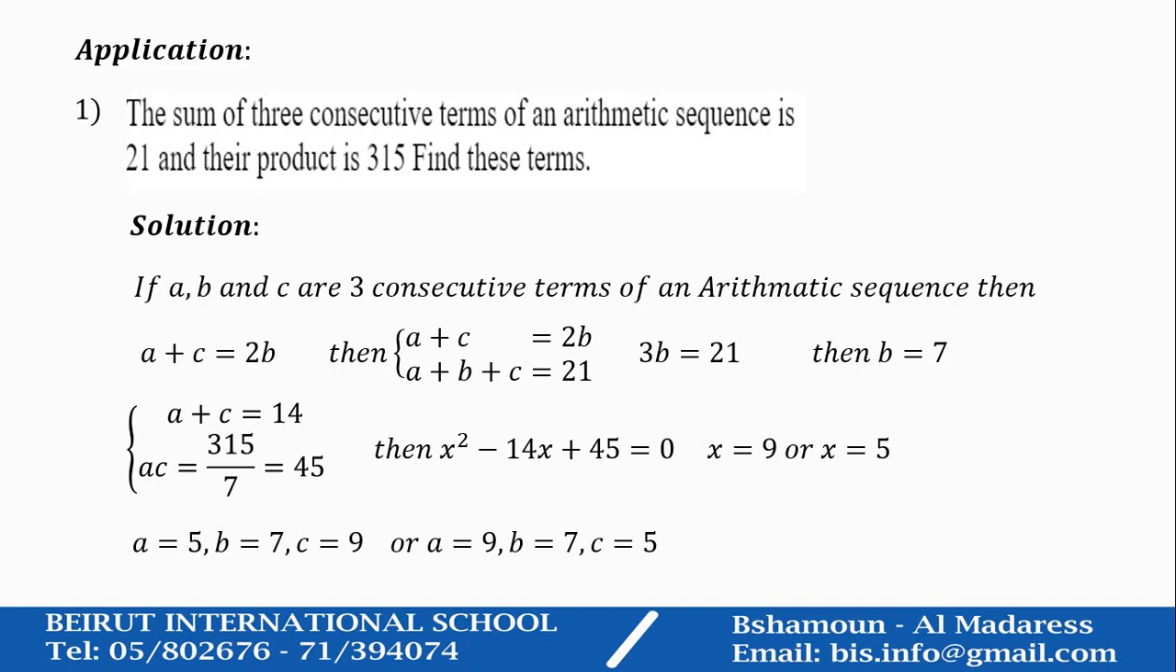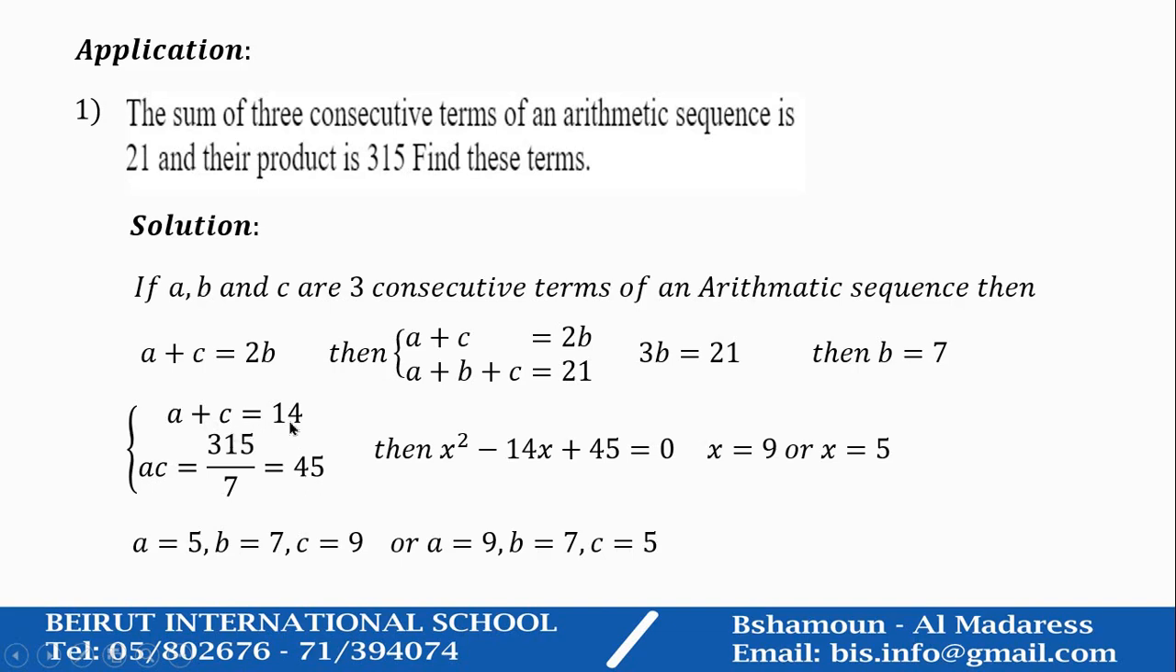Knowing that the sum of the three terms is 21, we end up with a system: A plus C equals 2B, as we said, and A plus B plus C equals 21, which leads us to 3B equals 21, then B is 7. Knowing B, A plus C will be 14, which is 2B, and their product is 315. A times B times C equals 315, divide by B, which is 7, you end up with 45.